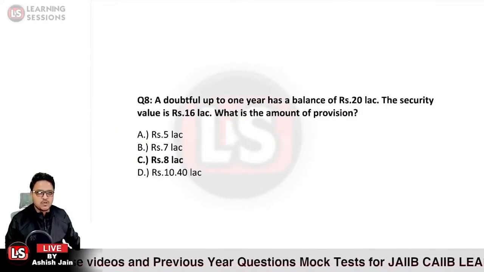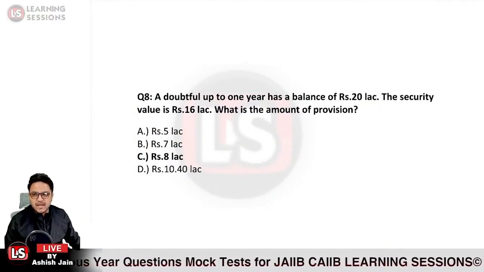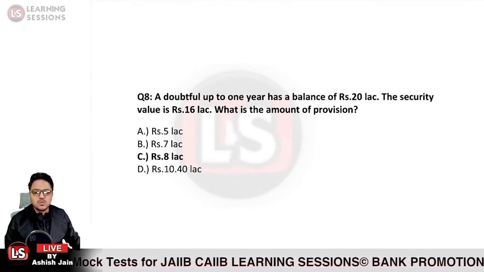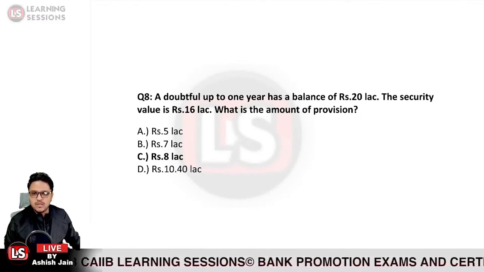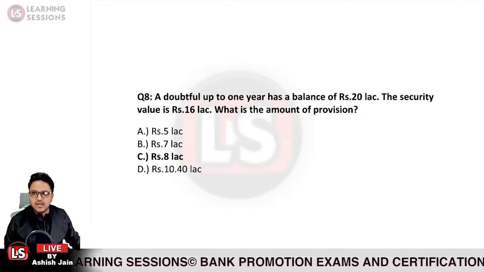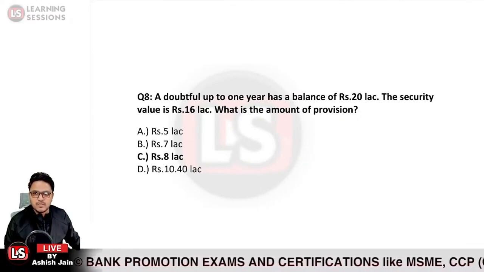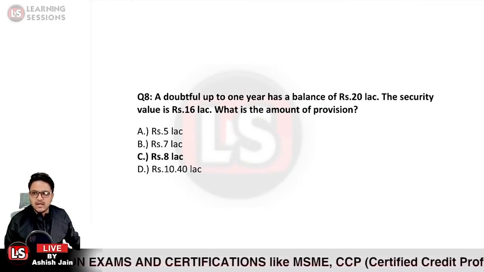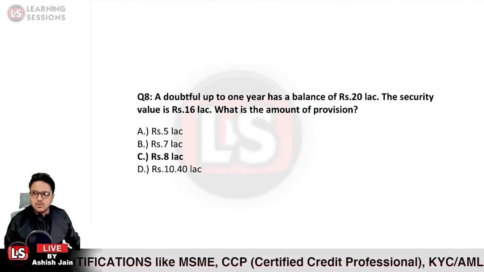Now question number 8, which says a doubtful up to 1 year asset has a balance of 20 lakh rupees. The security value is 16 lakh rupees. What is the amount of provision that is to be created? So a doubtful up to 1 year asset has an outstanding balance of 20 lakh rupees and the security amount is given, and we need to answer what amount of provision is to be created.